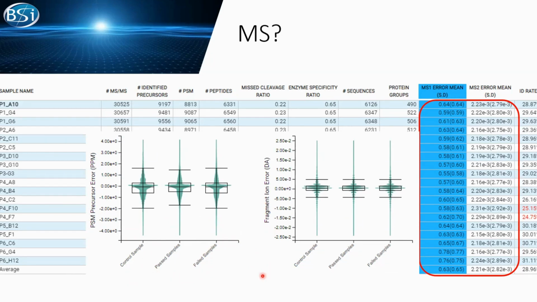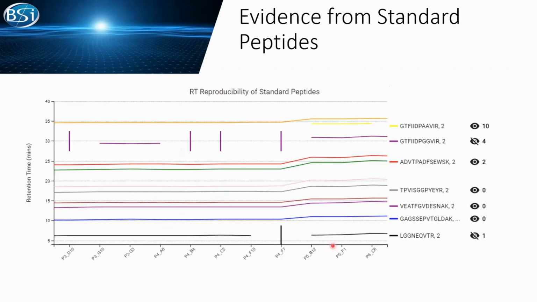Now we have gone through some data in the untargeted analysis. Can targeted analysis provide more evidence? Here is the evidence from the standard peptides. This is the retention time reproducibility of the standard peptides. On the bottom, that's our samples. And in here, all these numbers list how many times a standard peptide is not observed in certain samples.